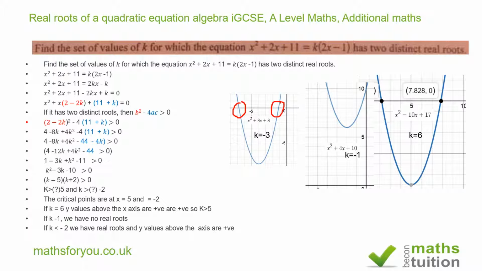So the values of k we need for this equation to cut the x-axis at two points will be that k is greater than 5 or less than minus 2. K is greater than 5 or less than minus 2.